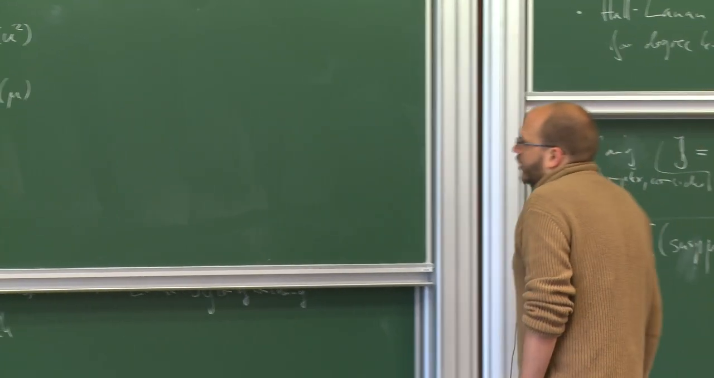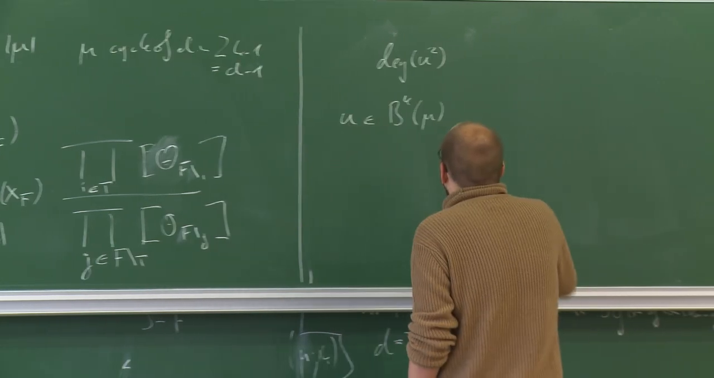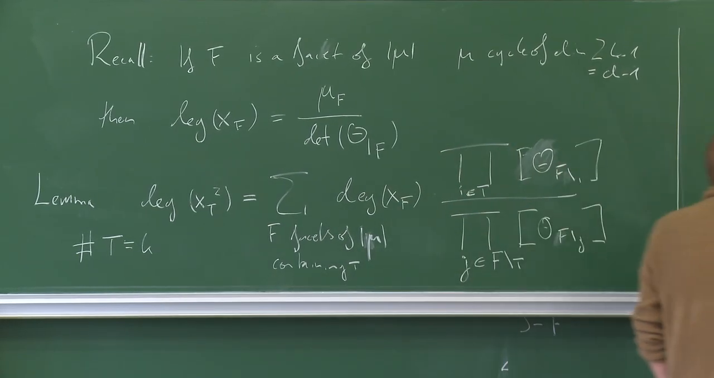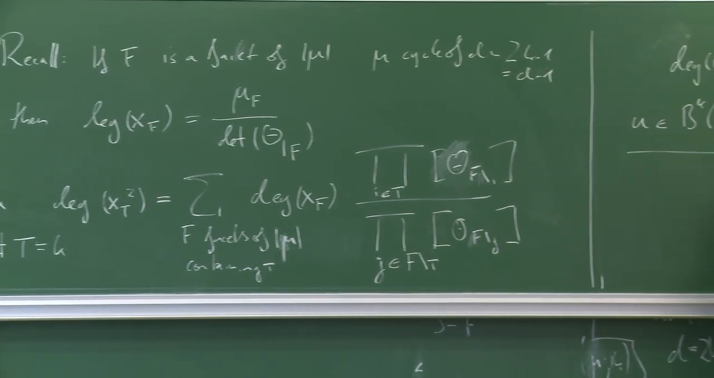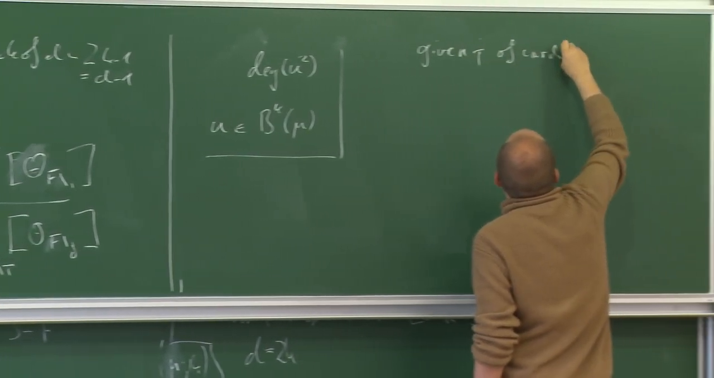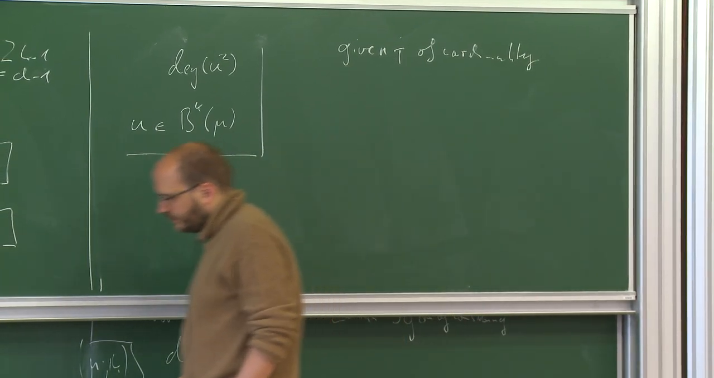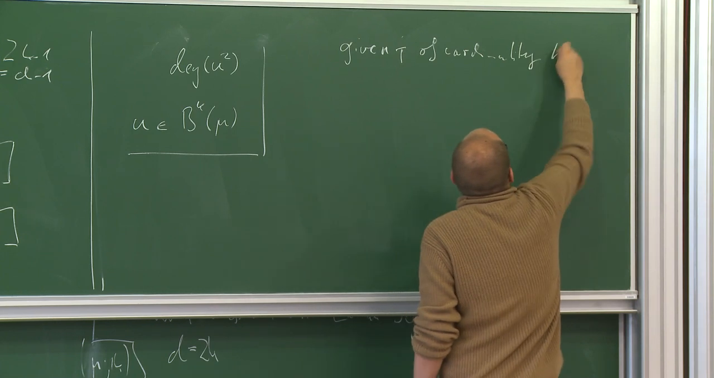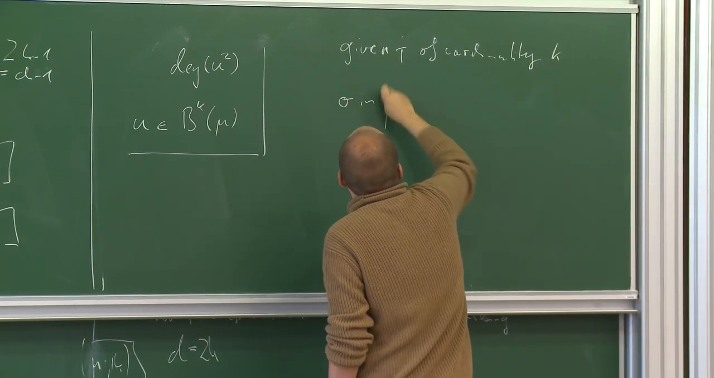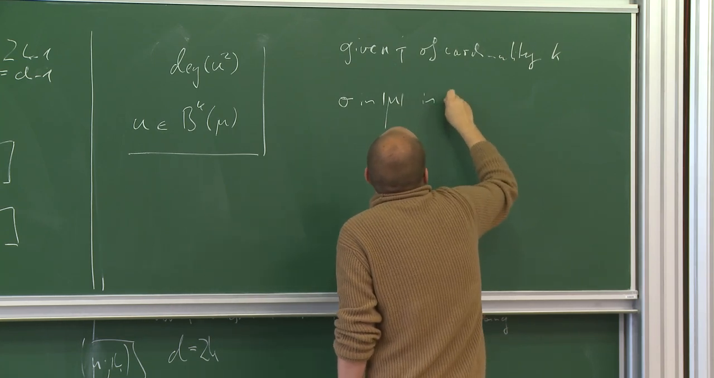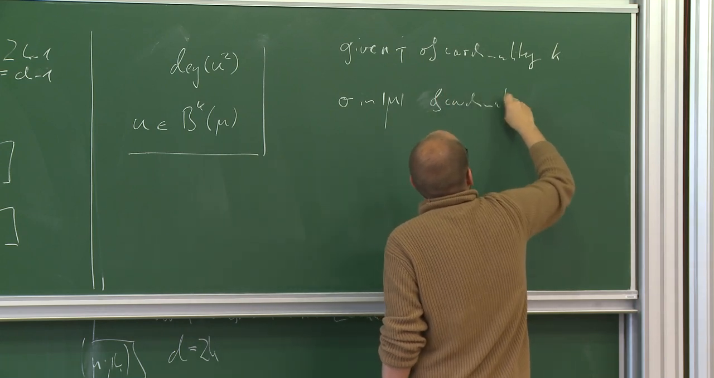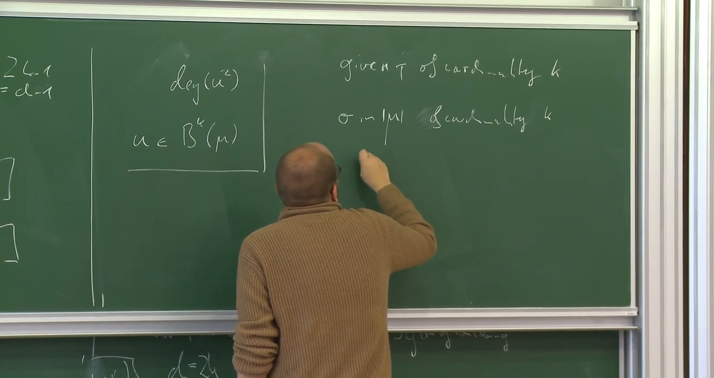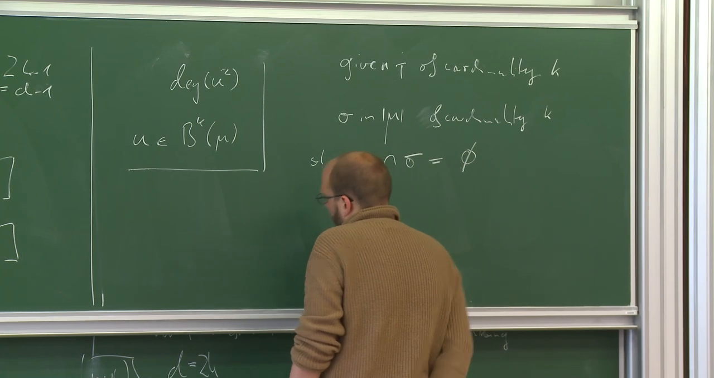And the trick will be to define a differential operator here. I will first consider this differential operator depending on tau. So given tau of cardinality k, and sigma in mu another phase of cardinality k as well, let me assume that tau intersection sigma is empty. Okay, so they don't intersect.